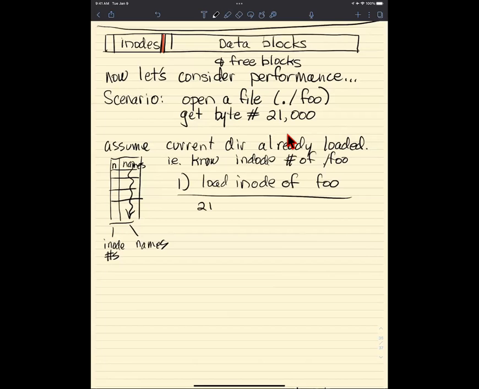So 21,000 minus 5,120. Somebody get out their calculator, do the math for me. Is going to be what? 15,880, I think. Yeah, that's 15,880. Good. Okay. So, and then divide this by 512. And what's that answer?